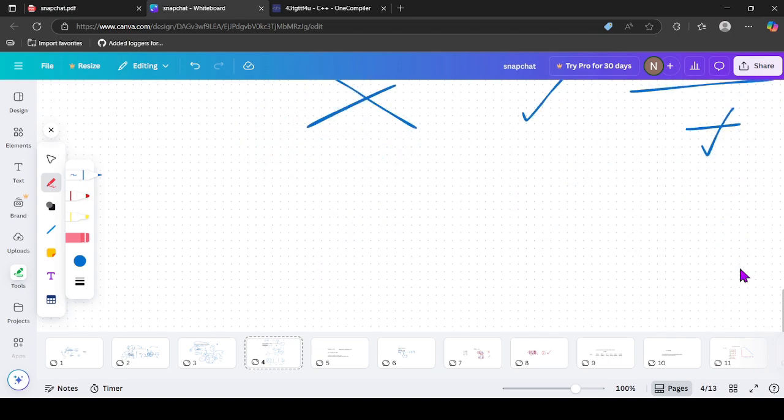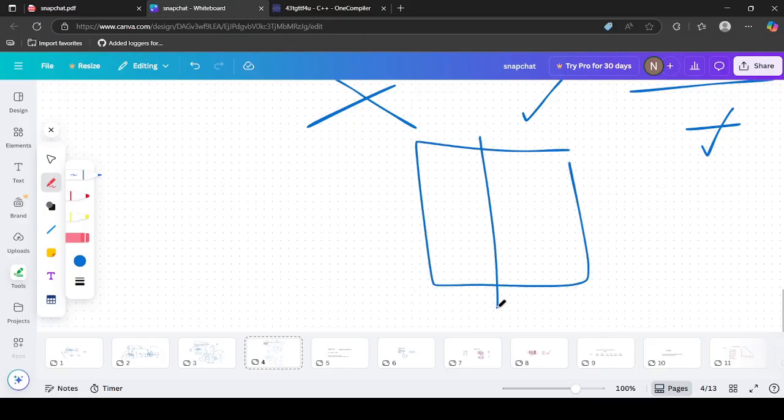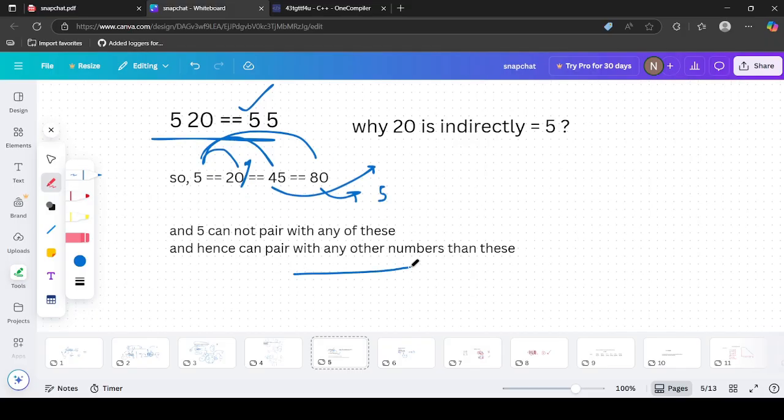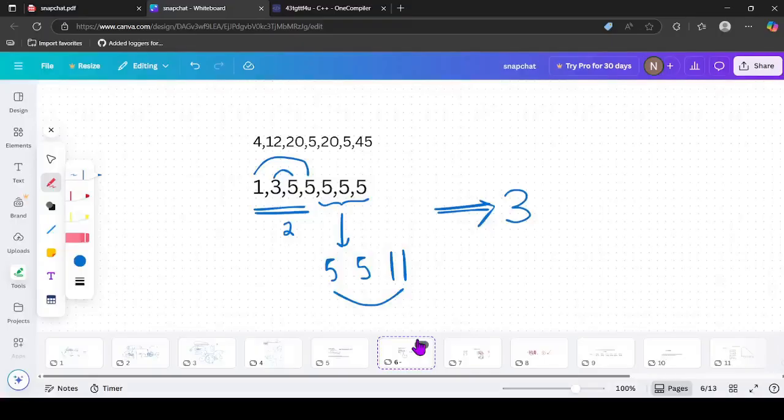So from this we got that instead of very big numbers, we can try to reduce all the given numbers, and then we can use their frequencies in a map. For example, 5 is indirectly equal to 20, indirectly equal to 45, indirectly equal to 80, because 80 can be converted to 5 by dividing by 4 square, 45 by 3 square, and 20 by 2 square. So in this way we can try to divide until we get the final numbers.